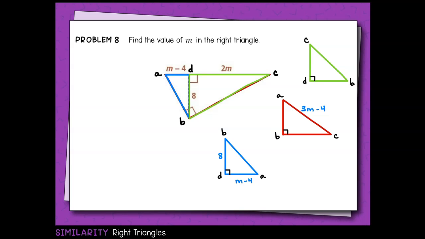Now I'm going to label the information that I know about the green triangle, and that is going to be, it looks like the height, CD, is 2m, the base, DB, is 8.